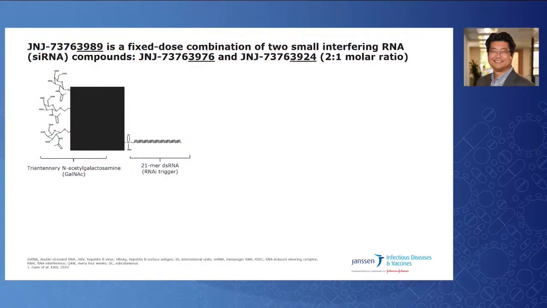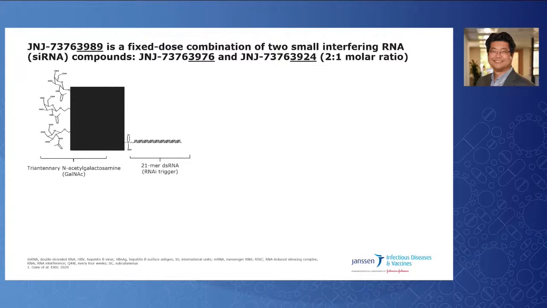On behalf of my colleagues, I'd like to thank the conference organizers for selecting our abstract as an oral poster. J&J-3989 is a fixed-dose combination of 2 small interfering RNA compounds, J&J-3976 and J&J-3924, in a 2-to-1 molar ratio. Both compounds can be represented by the single figure below.